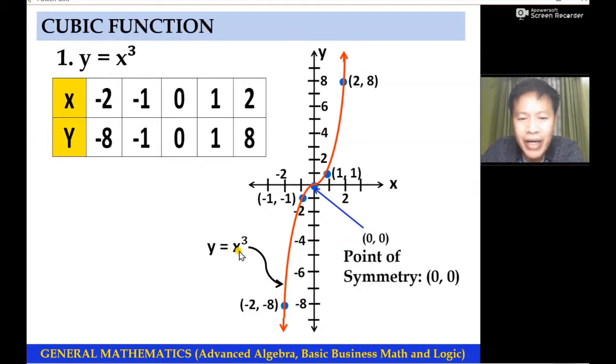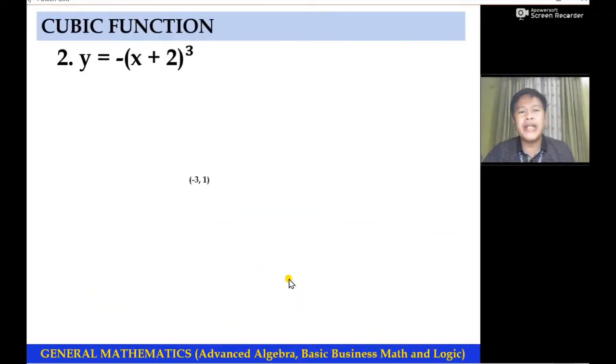This is the graph of y is equal to x cubed. We will proceed with number 2. y is equal to negative quantity x plus 2 quantity cubed. What we are going to do here is to identify the point of symmetry. What do you think is the point of symmetry?